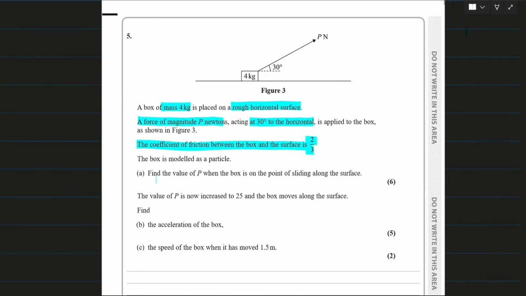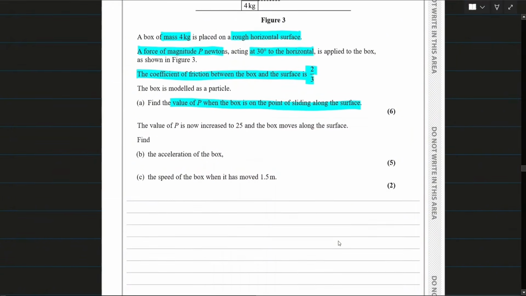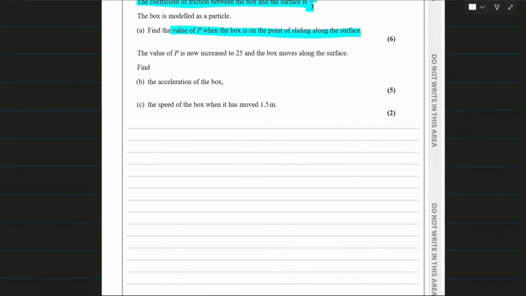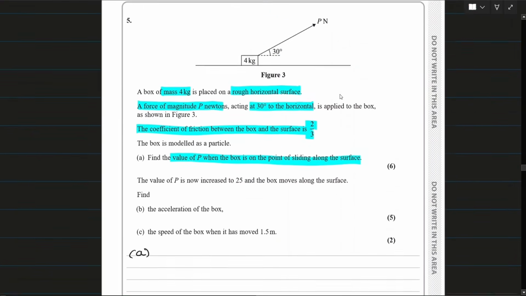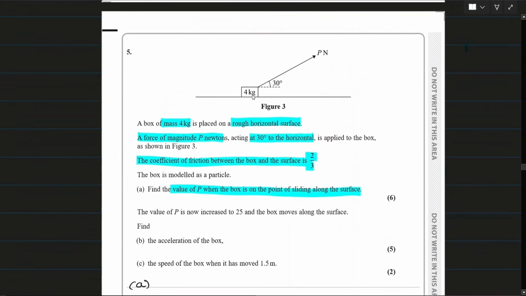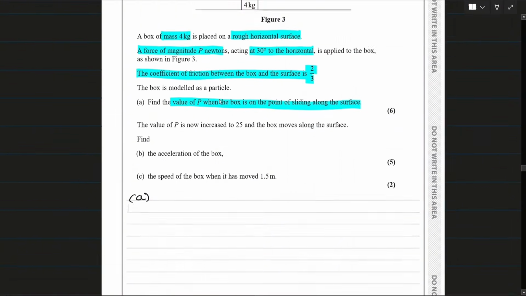Now for part A, we have to find the value of P when the box is on the point of sliding along the surface. So we have to find the value of the force when the box is on the point of sliding along the surface. We know that whenever the box is on the point of sliding, the horizontal force would be equal to the maximum friction force of the surface.